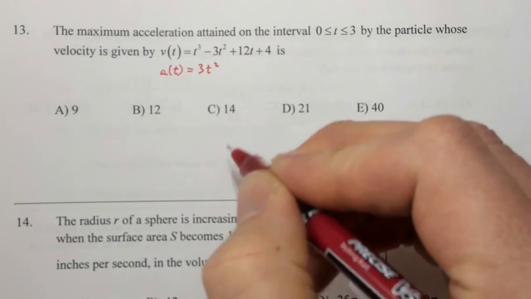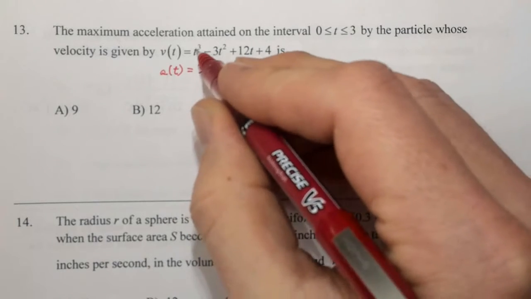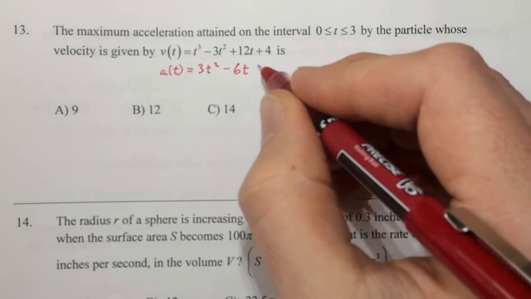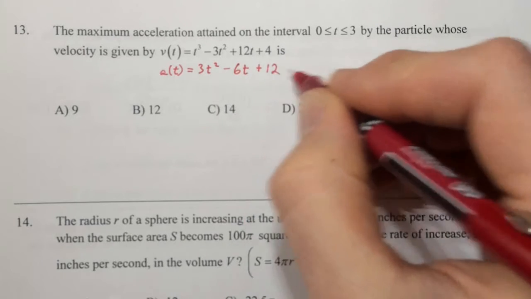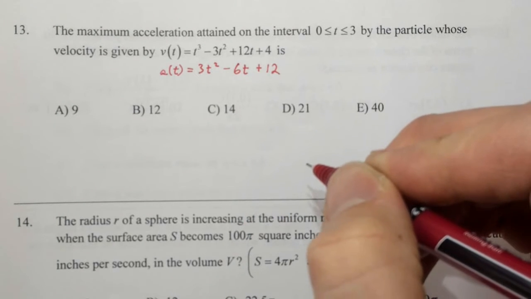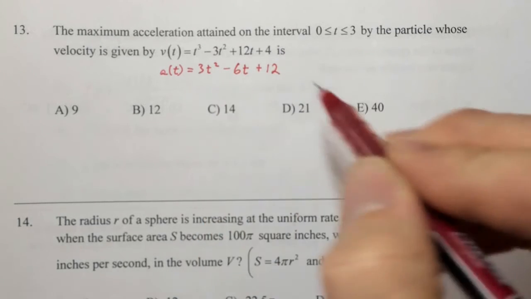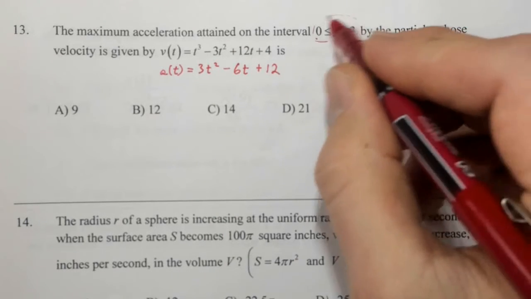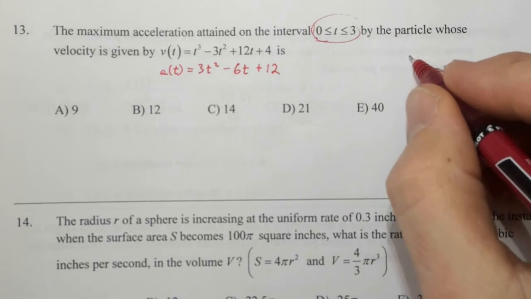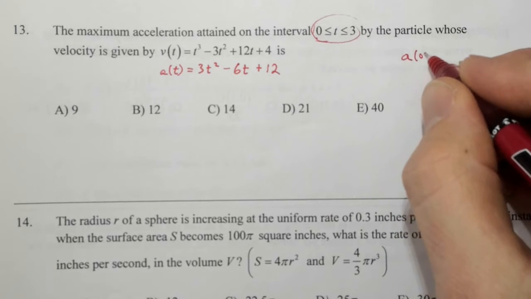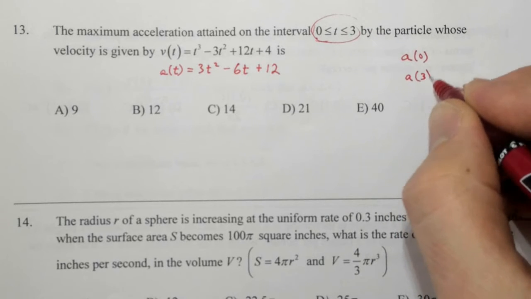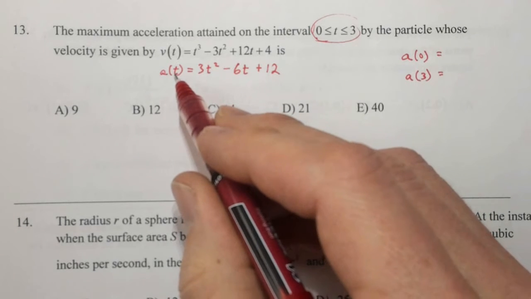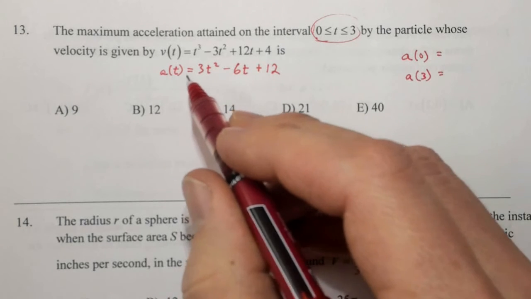We get t squared deriving to t cubed deriving to 3t squared minus 6t plus 12. So that's our acceleration function. We want to find the maximum of that function on this interval from 0 to 3. So here's two candidates right here. So we need to find a of 0 and a of 3, but we also need to check out wherever the derivative of a is equal to 0.